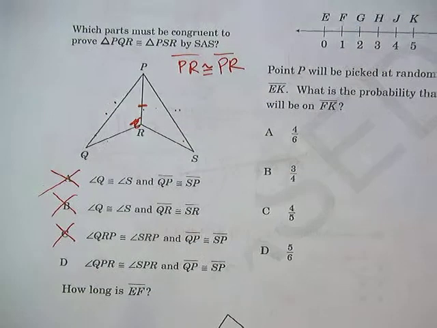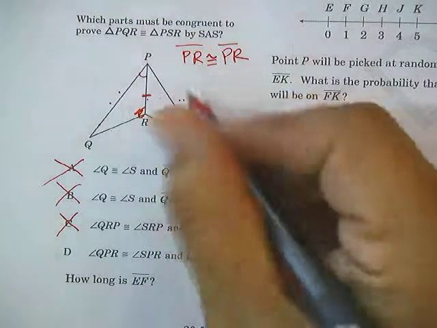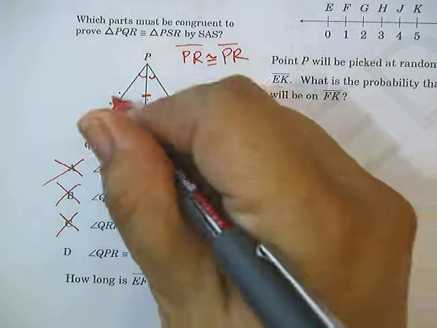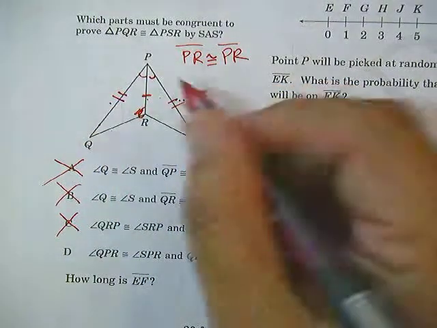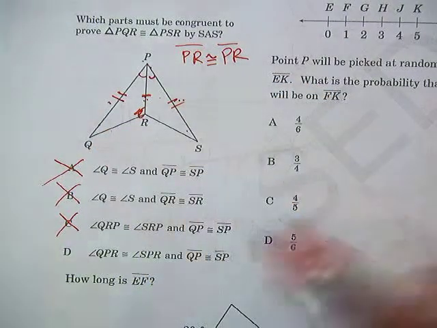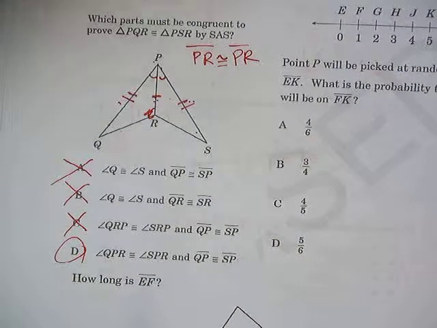All right. Angle QPR. Okay. And angle SPR. I'm very hopeful since this is my last choice. And QP and SP. Oh, let me do 2 marks. Side, angle, side. We're fine. So it is D. Next problem.